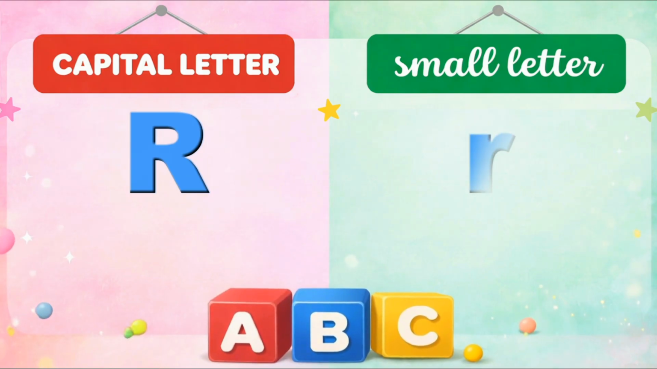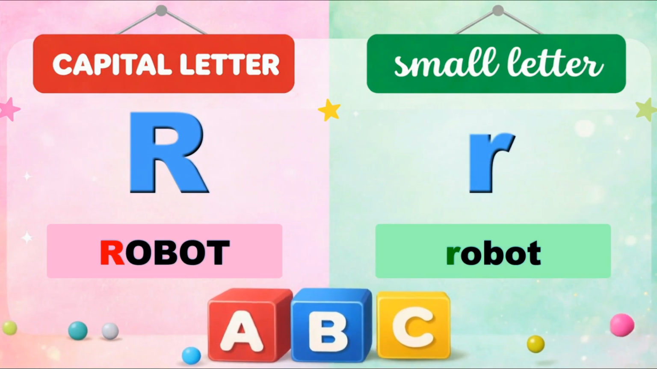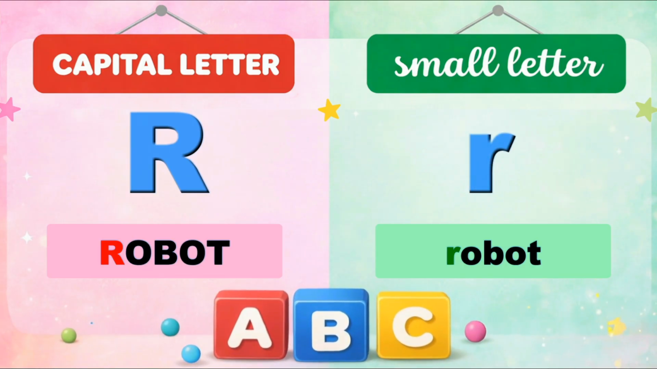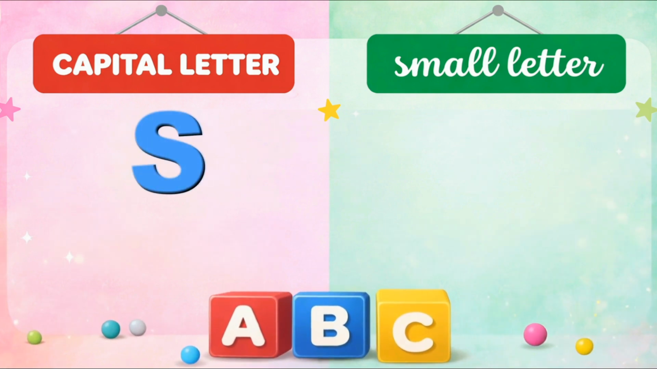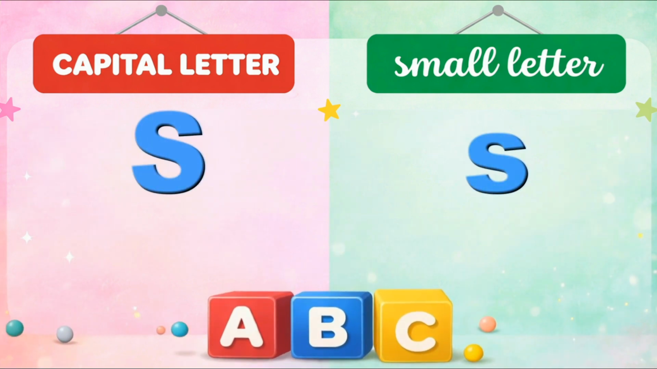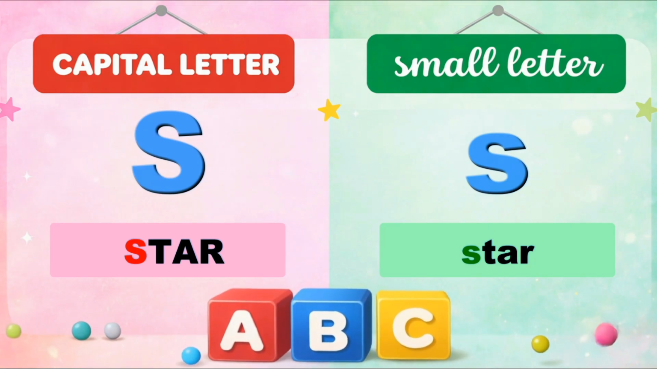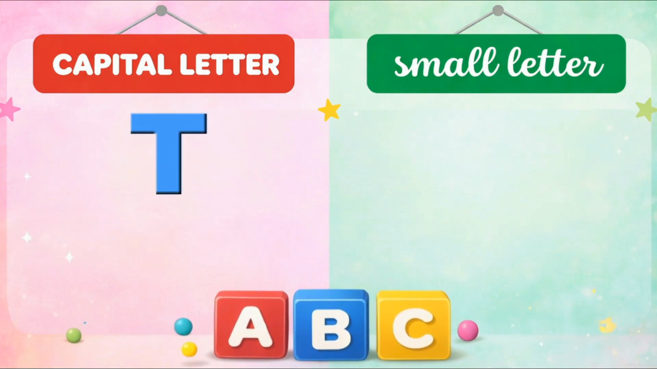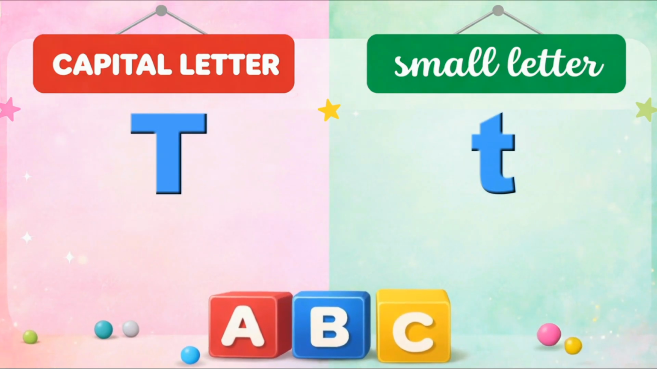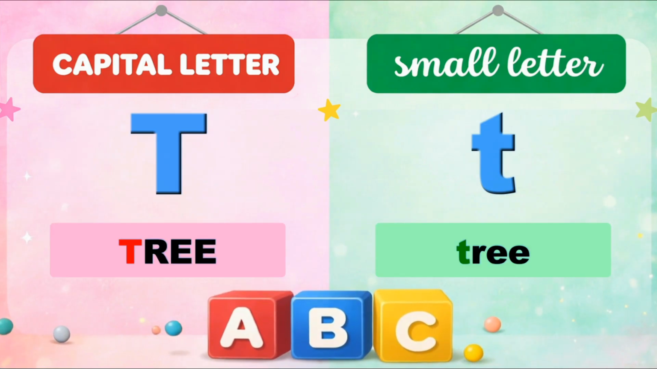Capital R, small r. R is for robot. Capital S, small s. S is for star. Capital T, small t. T is for tree.